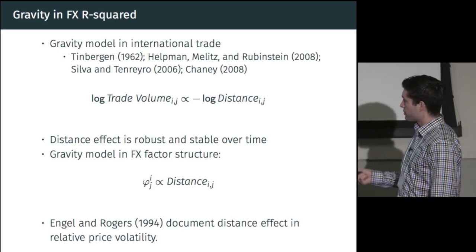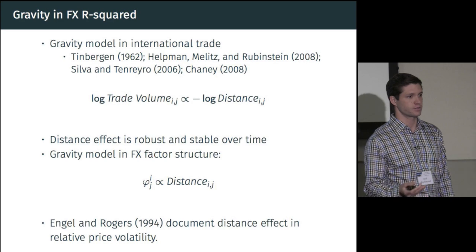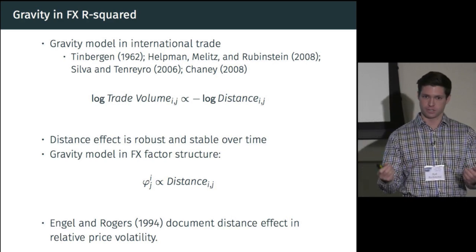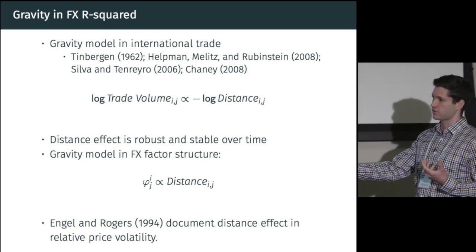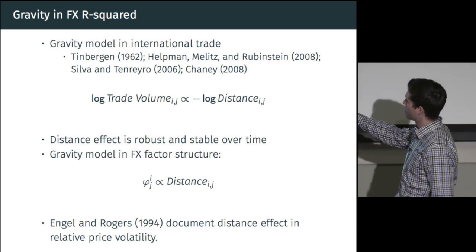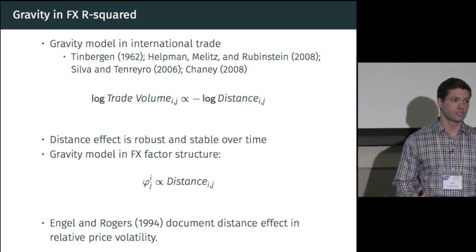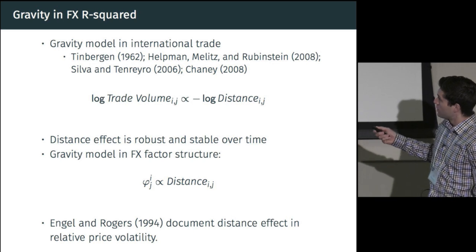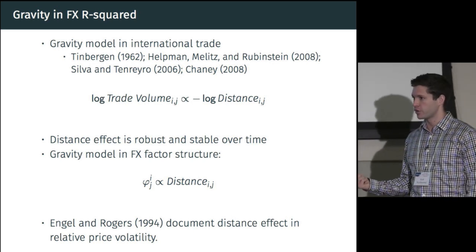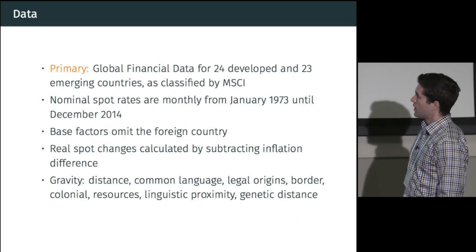And so what do we find? As I mentioned, we find that the base factor loadings are increasing in measures of distance between countries. When a currency systematically appreciates against a basket of currencies, it does more so against currencies of countries that are farther away. That is, the base factor loadings are just proportional to distance. This echoes findings from the trade literature, where we find that logs of trade volumes are inversely proportional to measures of distance. And so here's the data.